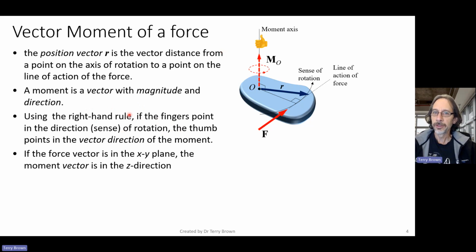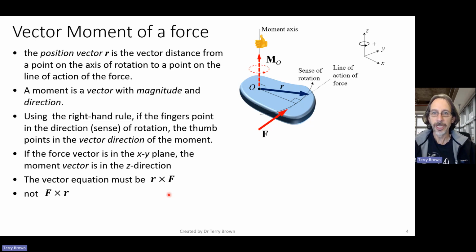And if the force vector is in the XY plane, then the moment vector is in the Z direction. So of course, in general, the force can be in any plane or out of all three planes, as I showed you in that example before, and then we'll need to work out what the components of the moment vector are along the X and Y directions. Now, the vector equation that we use must be R cross F, not F cross R, as we'll see in the next slide when we review the cross product. Okay, so must be R cross F, not F cross R.